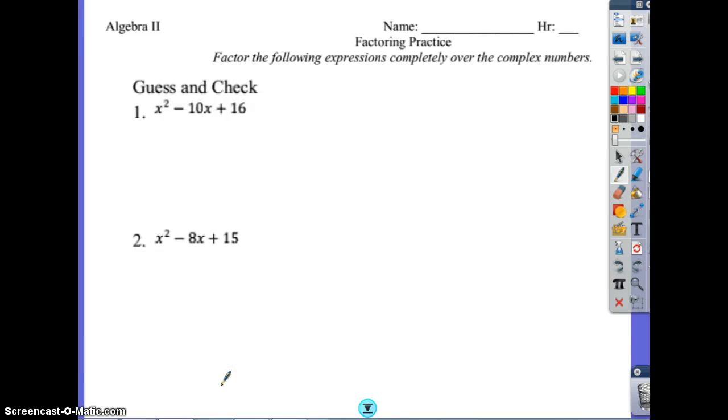Hello class. I put these videos together because we're doing a day of factoring practice, and I know it's been a while since we've done straight factoring. When we come back on Wednesday, we're going to be covering some solving with factoring, so we decided to put in a day of factoring practice.